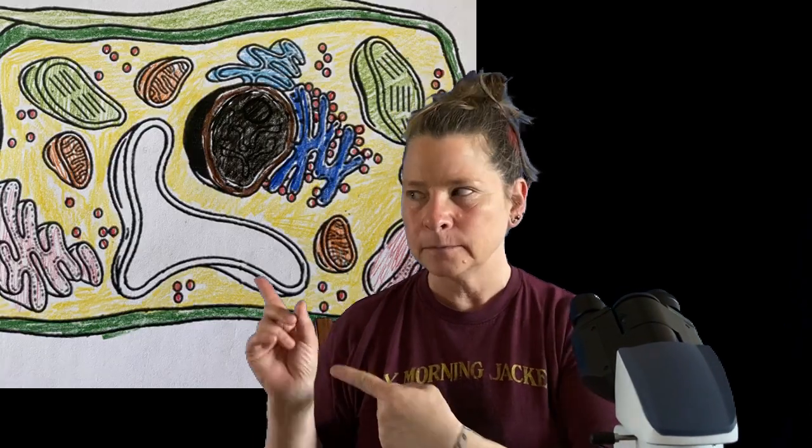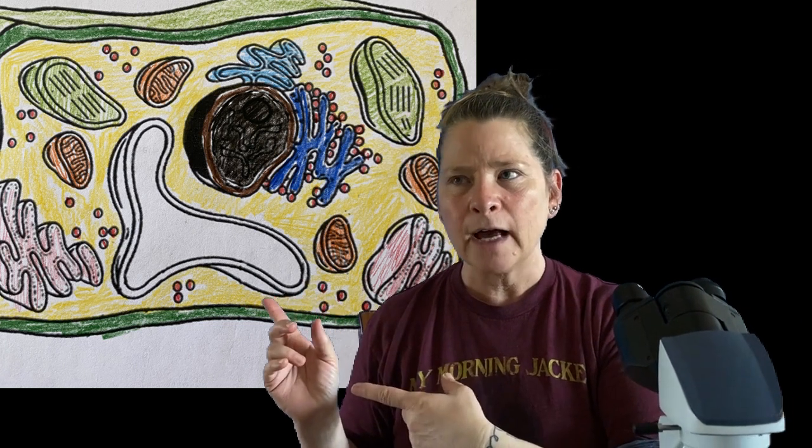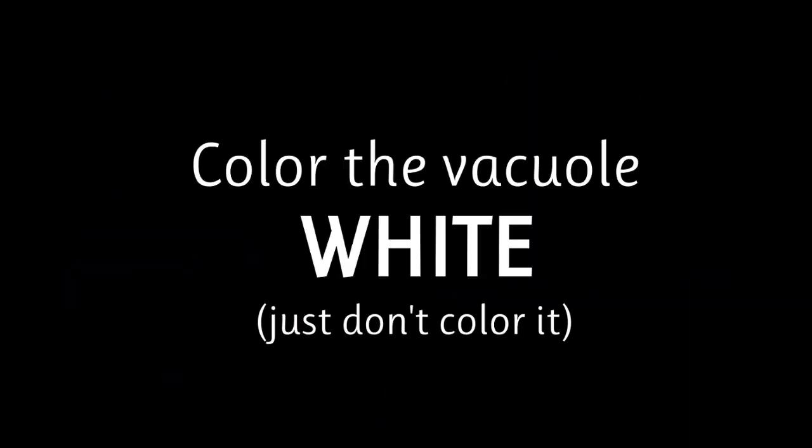But in a plant cell, the vacuole, which we're going to leave clear, the vacuole, if a plant doesn't have enough water, that vacuole starts to shrink. And if you think about a plant when it doesn't get enough water, right? What does it look like? It wilts, right? So a plant that doesn't have enough water, the vacuoles start to shrink and the whole plant starts to wilt. Okay, so vacuoles are very important.